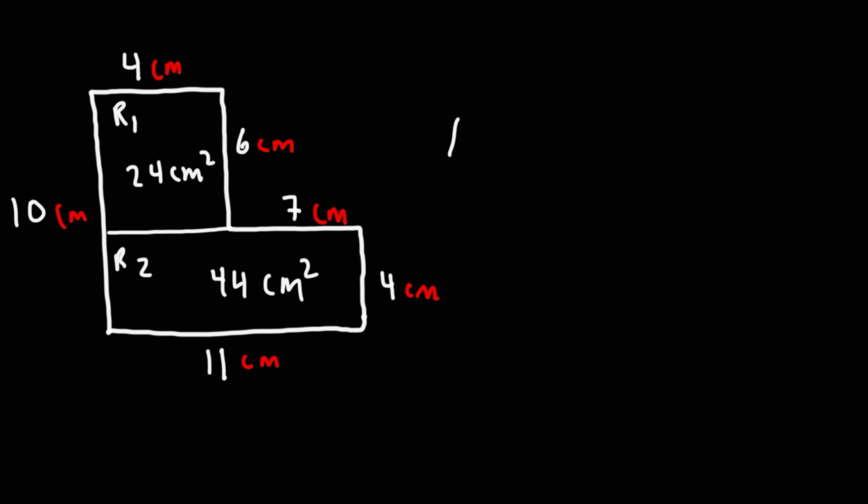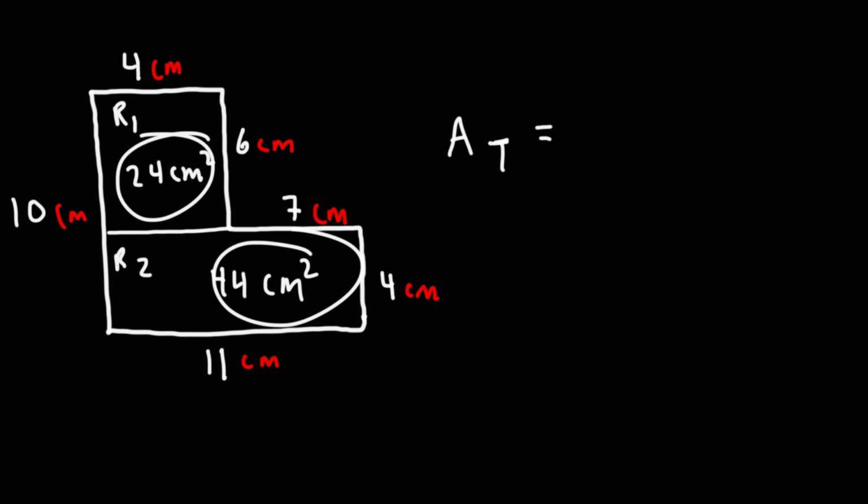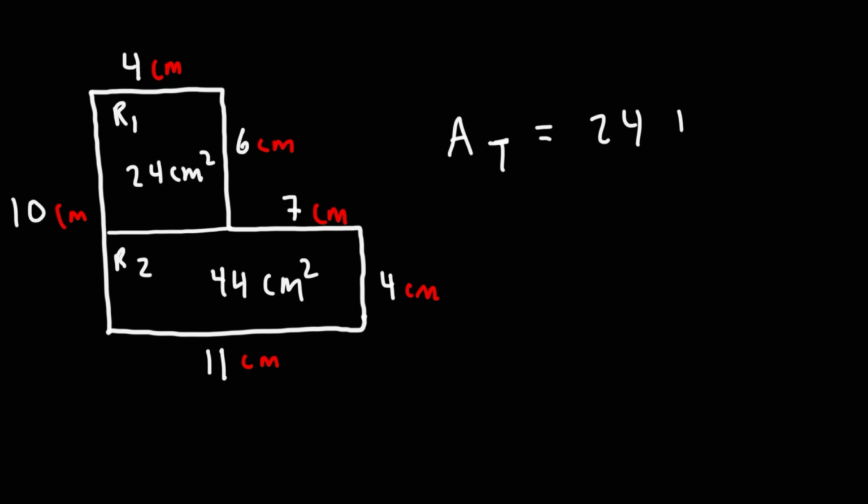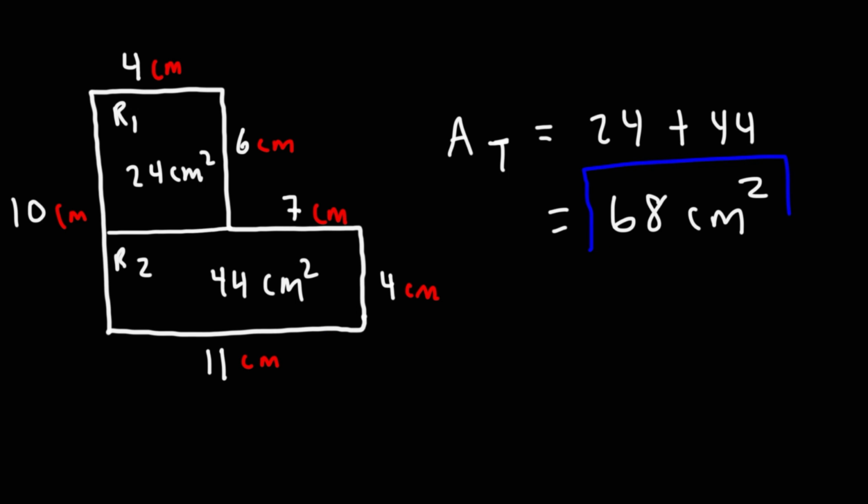Now to get the total area of the composite figure, we simply need to add the two areas of the smaller rectangles. So it's 24 plus 44, and that's going to be 68 square centimeters. So that's the area of this composite figure.